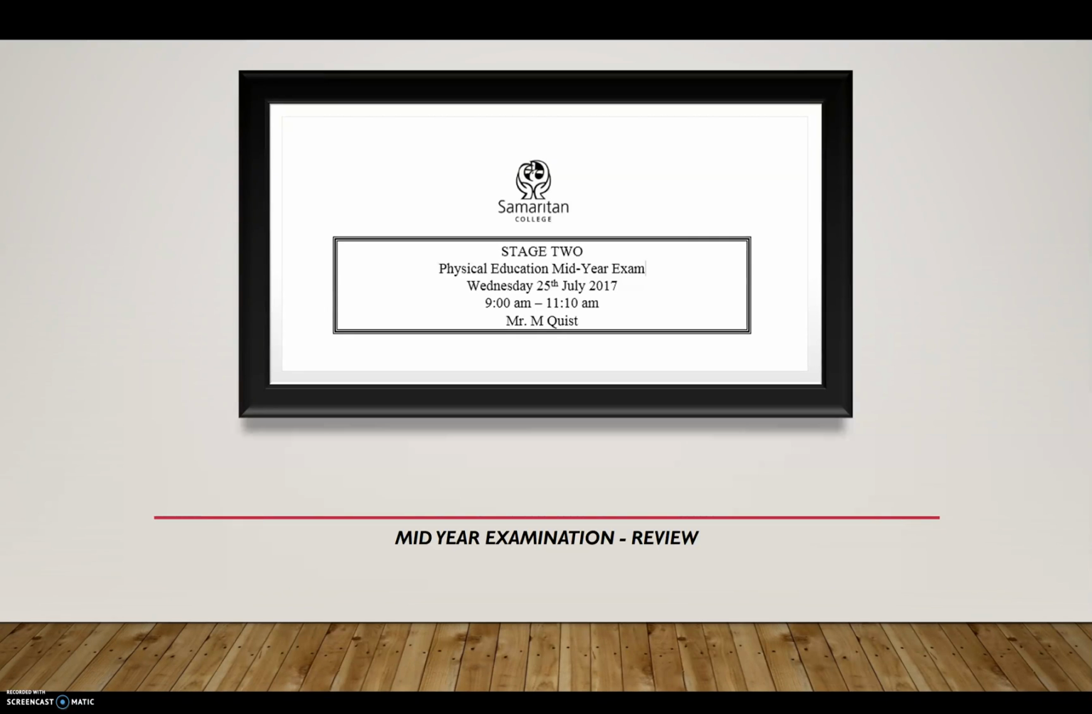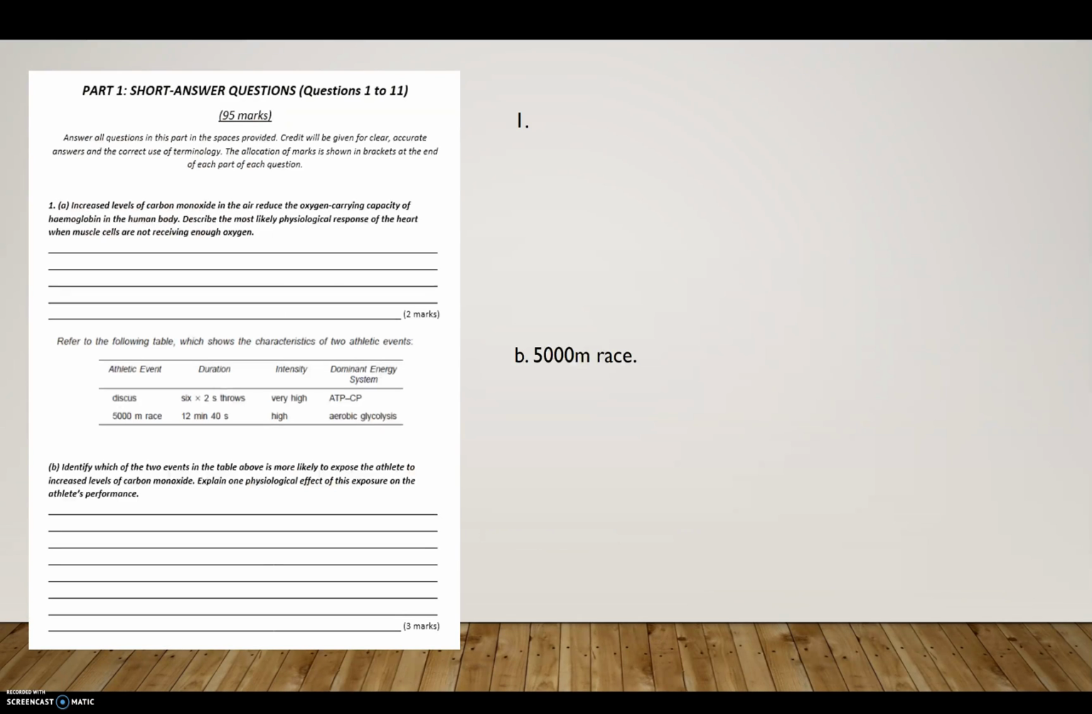Now that we've all got our exams back and had a look at our marks, this is probably equally as important as the revision and the completion of the exam. So we're going to go through our exam review. It'll more than likely be in two parts, so make sure that you thoroughly go through each part.